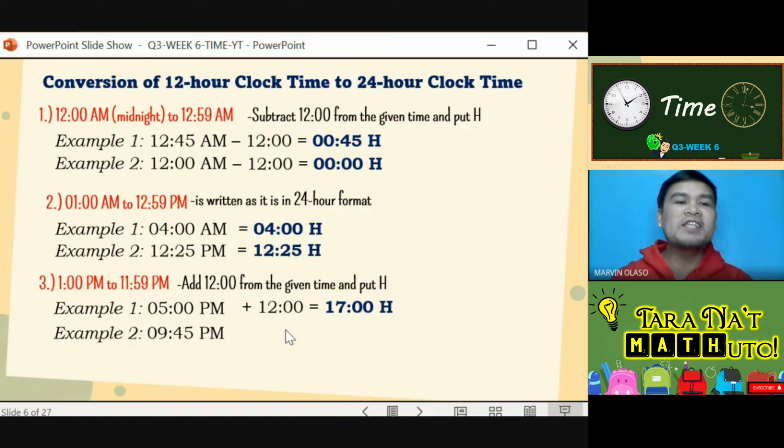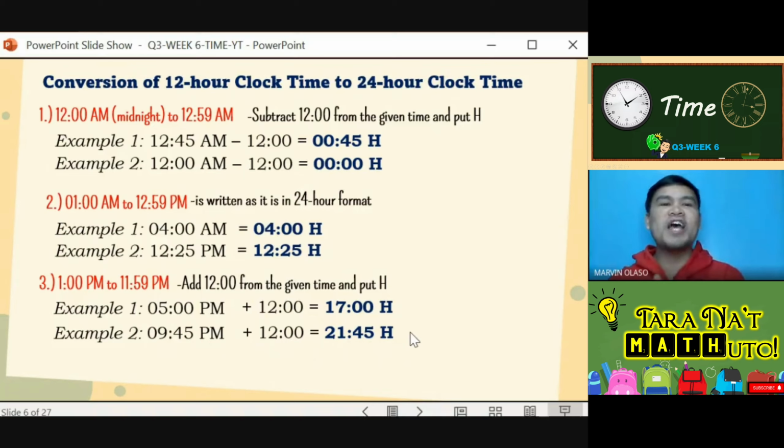Let's try example number 2. Okay, 9:45 p.m. ng gabi. Pag i-convert natin sa 24-hour clock plus 12 lamang, so we have 2,145 hours. Again, 2,145 hours. So yan ang conversion ng mga 12-hour clock time to 24-hour clock time.